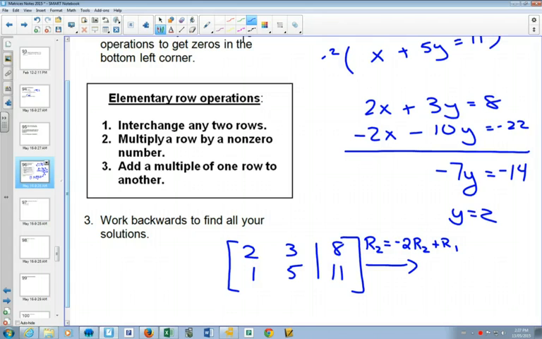So if I took row 2 and multiplied it by -2 and added it to row 1, I'm only changing one row. So the first thing I could do is I could say 2, 3, and 8 are going to stay the same because I'm not changing those. But when I multiply this by -2 and add it to this, I'm going to get 0. Okay, -10 plus 3, -7, -22 plus 8, -14. And it shows the exact same thing that we got with our elimination. The only difference is we don't have to write down as many x's and as many y's.